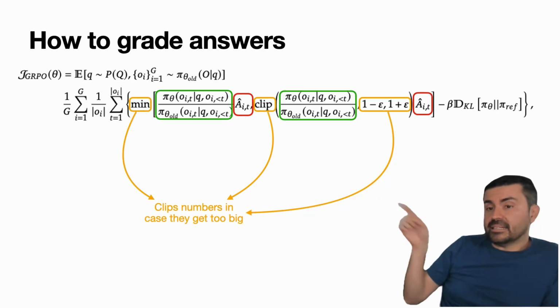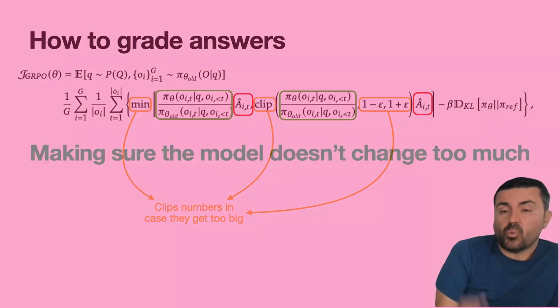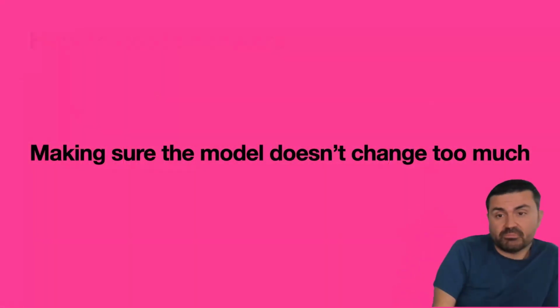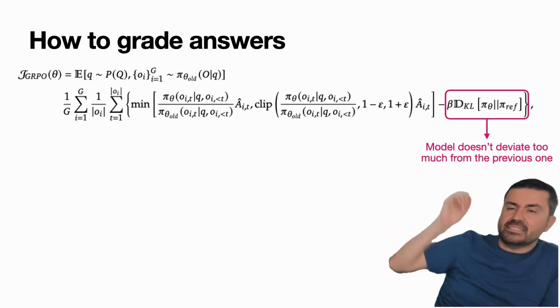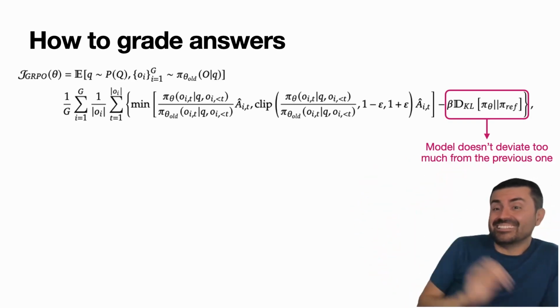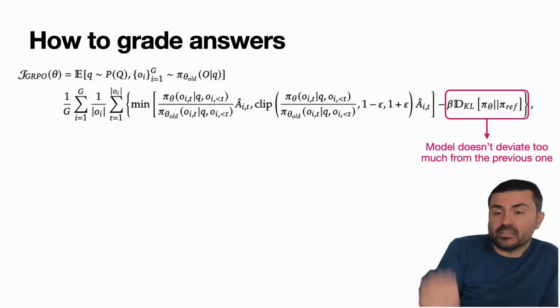And that is the clip part. Now we need one final step, which is making sure the model doesn't change too much, and that's this one over here. Notice that it has something, DKL, that's the KL divergence. And that's just a way to compare distributions.